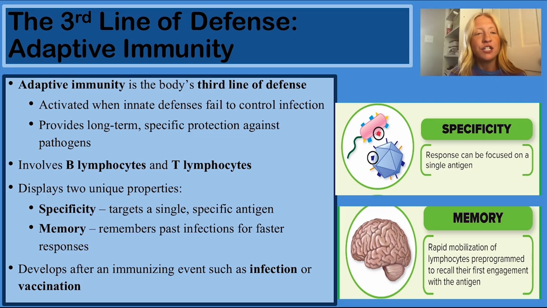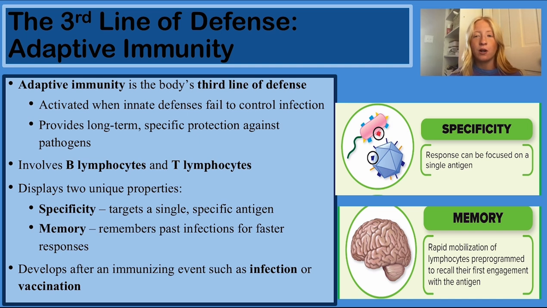So, this presentation is about the third line of defense, which is called adaptive immunity. This line kicks in when the first two lines fail, and your physical barriers and innate responses aren't enough. What's unique about this is that it's highly specific and particular to a certain pathogen, meaning it targets one invader at a time. And it also develops a memory.